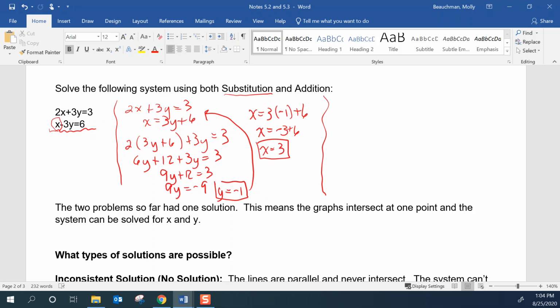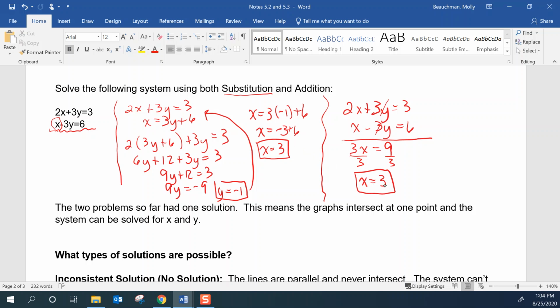Now just a little practice, solve by addition. So now we take a look, notice that the positive 3y and -3y will already cancel when we add them together, so we don't have to multiply by anything. We get 2x plus 3y is equal to 3, and x minus 3y is equal to 6. Add the two equations together, we end up with 3x, the y terms cancel each other out, is equal to 9. Divide by 3, x is equal to 3, so that checks with what we got in the first method.